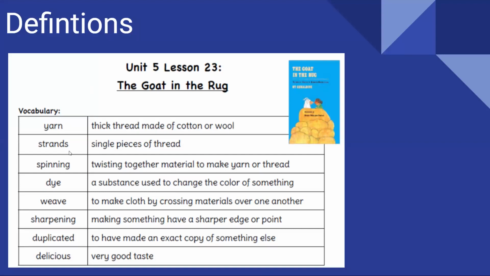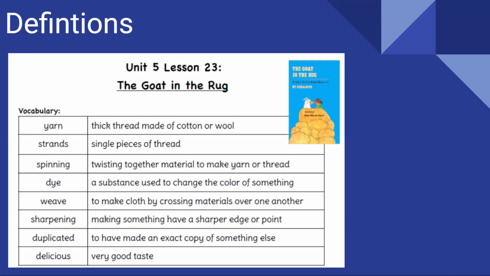Very good. Your next word was strands. The definition of strands is single pieces of thread. So remember, like I said, our hair, if you pull your hair apart, you can see that you have individual pieces or single pieces. That is the same thing with yarn. You can pull the yarn apart and you can see that you have single strands of the yarn. So let's say strands in a high-pitched voice 3 times. Strands, strands, strands. Very good, boys and girls.